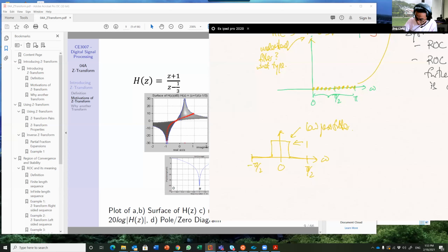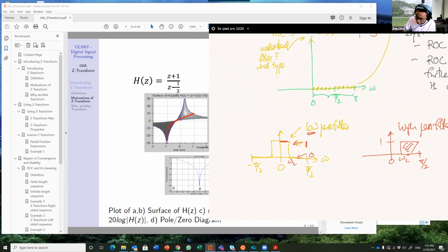The reason why it's called low pass filter is because the low frequency has gain 1 and the high frequency has gain 0. So only low frequency is passed. What about the other one? 0 to WC. WC stands for cutoff frequency. And then we are only interested in up to pi over 2. Again, this is a high pass filter. A high pass filter means that at high frequency, the signal is passed through.